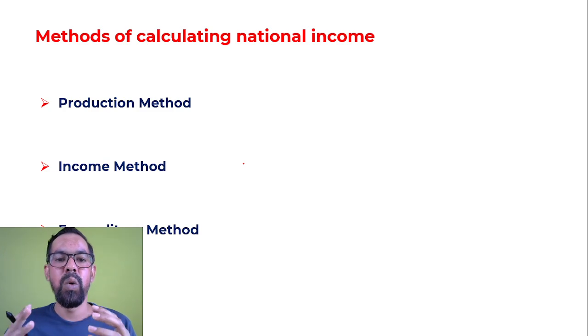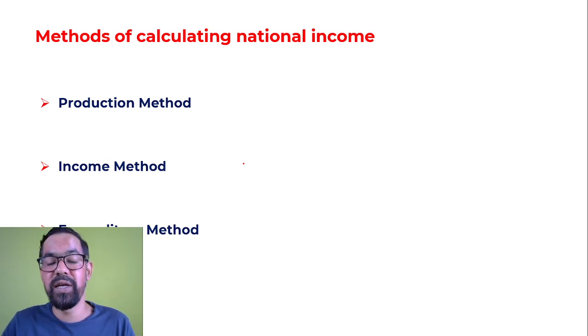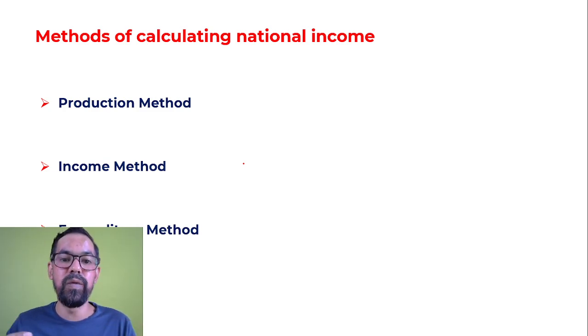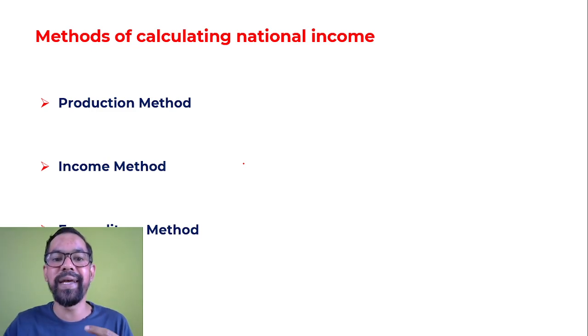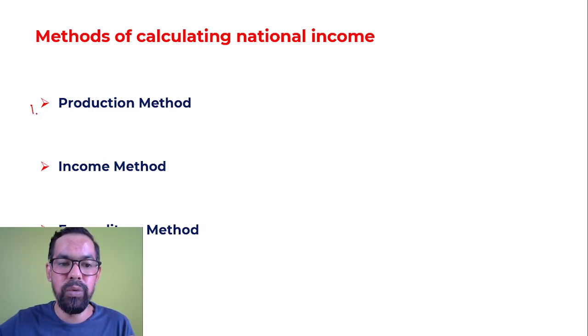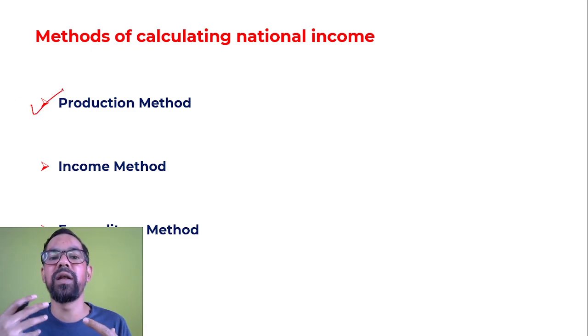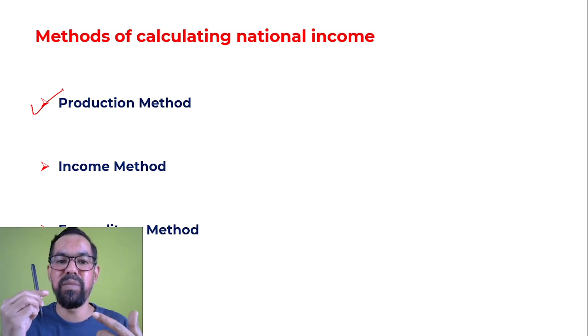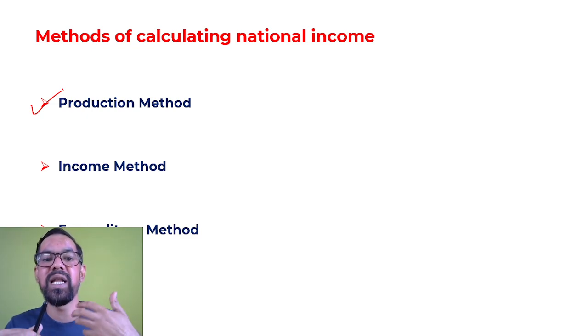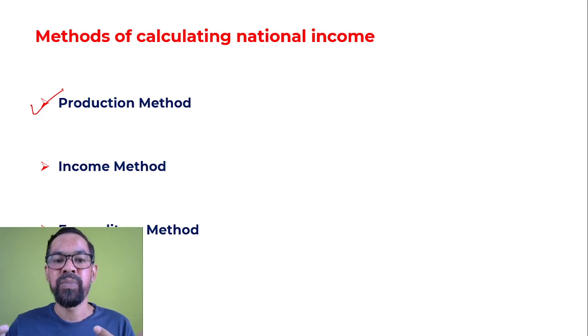Now, whenever we measure national income, we use different methods so we can get accurate data. Okay, so we use the production method. As I earlier told you, production is the flow of final goods and services, like how many markers we manufacture, how many classes we deliver, how many laptops we manufacture, how many cars we manufacture in a year.